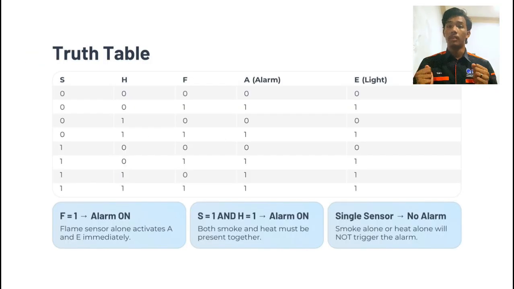Okay, next, let's move to slide 7, which presents the truth table for our system. The truth table shows all possible combinations of the 3 inputs and the corresponding output. Since there are 3 inputs, there are 2 to the power of 3, or 8, possible input combinations. From the table, we can see that the output becomes logic 1 whenever the flame sensor detects a flame, or when both the smoke sensor and heat sensor are active at the same time. If these conditions are not met, the output remains logic 0, which means the alarm and emergency light stay off.